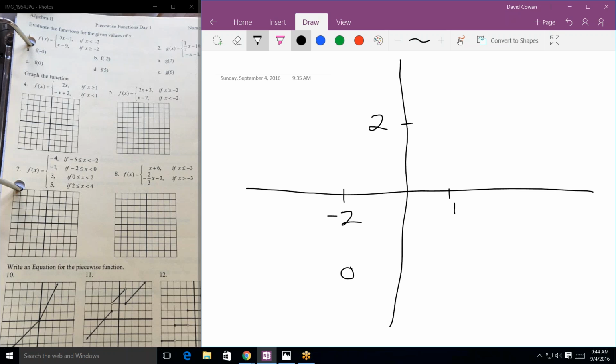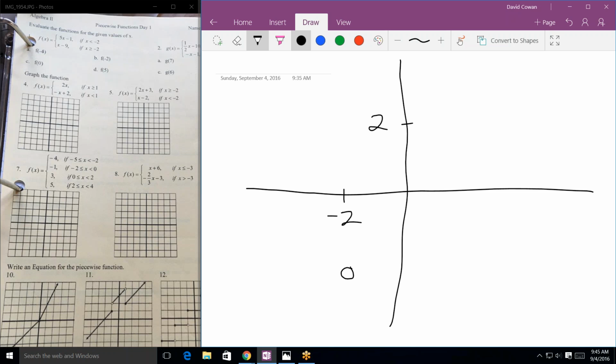And how do I draw everything to the left of that? Let me take this point off. That's not a key point here. Oh, so you would start the open point at -4. That's what I did. Is that okay? And it's a straight line. These are all linear functions. There's no quadratics yet.